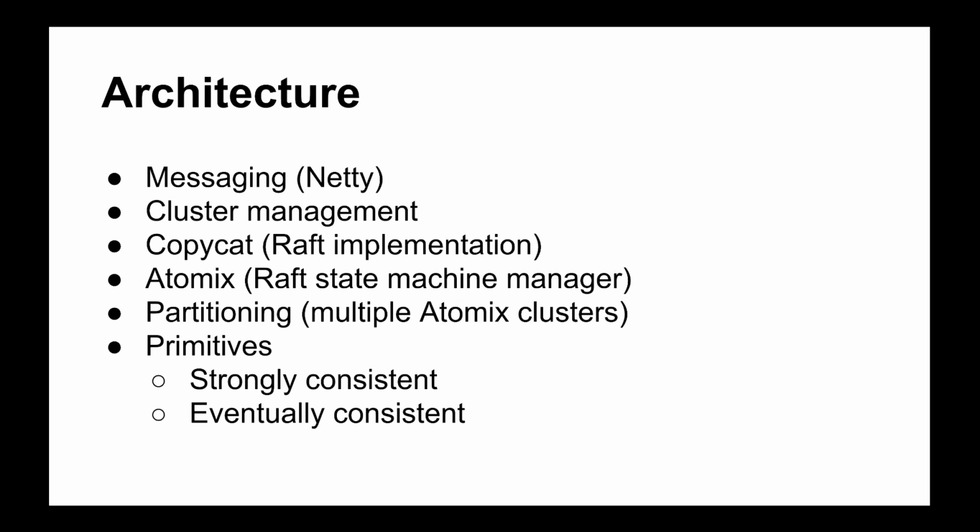I'm not going to go through an architecture of distributed systems in ONOS. This is just one page, but the different layers of distributed systems that I see are messaging, cluster management, Copycat, which is the Raft implementation that I wrote, and Atomics, which essentially manages our primitive state within the Raft implementation, allows you to create primitives and delete primitives and things like that. On top of Atomics, we do partitioning, and then obviously on top of all that stuff, we have a bunch of primitives that are separated into two categories: strongly consistent primitives, which use the consensus protocol, and eventually consistent primitives.